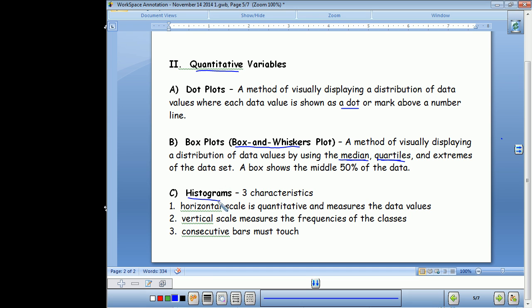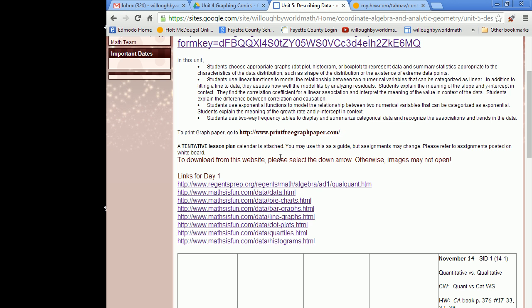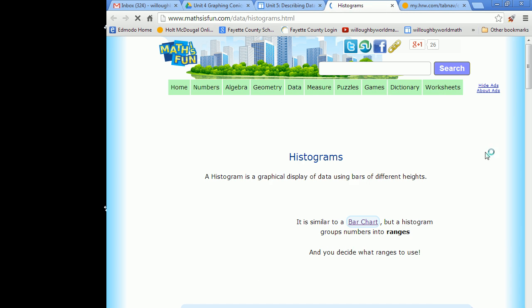All right, the last thing we're going to look at is a histogram, and that is something we're going to study. Ours will have these 3 characteristics. The horizontal scale is going to be quantitative, and it measures the data values. On the vertical scale, it measures the frequencies. Now, our consecutive bars will touch, and let's take a look at the histograms.